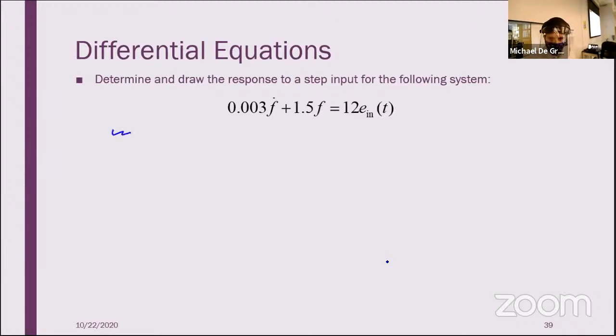So what's standard form for first order? Tau times y dot plus y is equal to a times u. So we need to put this in this form, so we need to divide everything by 1.5.